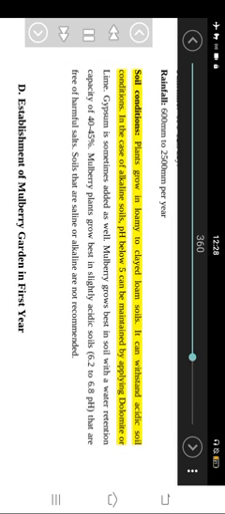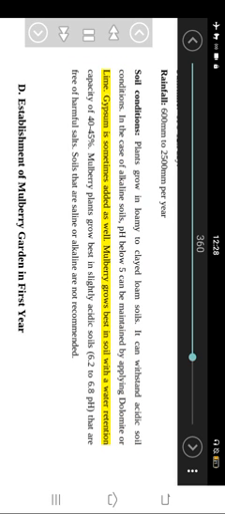Soil conditions: plants grow in loamy to clayey loam soils. It can withstand acidic soil conditions. In the case of alkaline soils, pH can be maintained below 5 by applying dolomite or lime. Gypsum is sometimes added as well. Mulberry grows best in soil with a water retention capacity of 40 to 45%. Mulberry plants grow best in slightly acidic soils, pH 6.2 to 6.8, that are free of harmful salts. Soils that are saline or alkaline are not recommended.